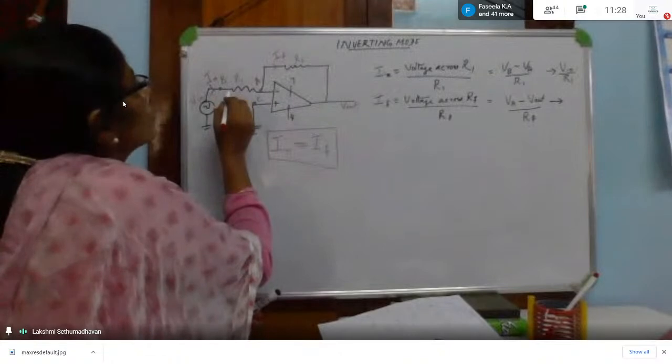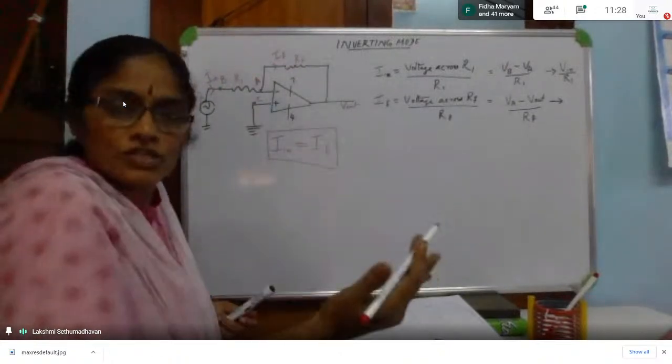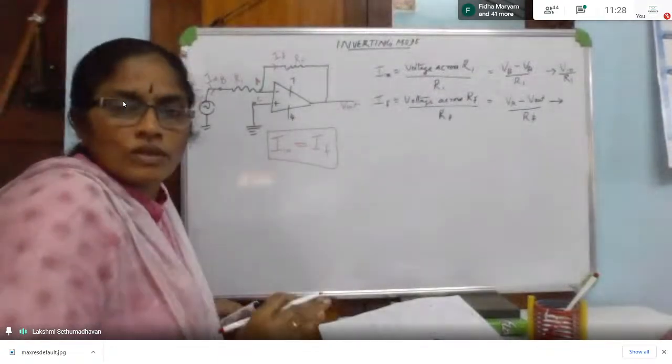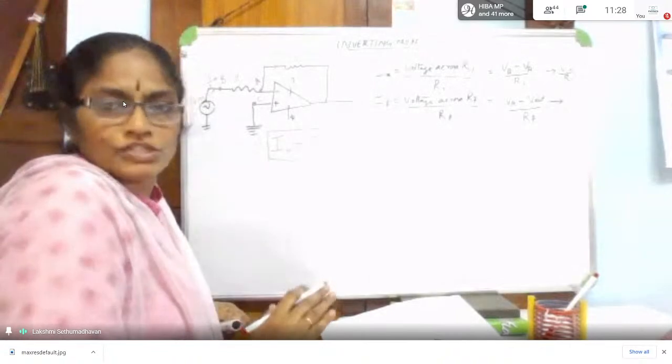Let's try to find out what is IN, what is IF, then equate them, then rearrange to get your gain. That will be the method adopted for all the derivations here.